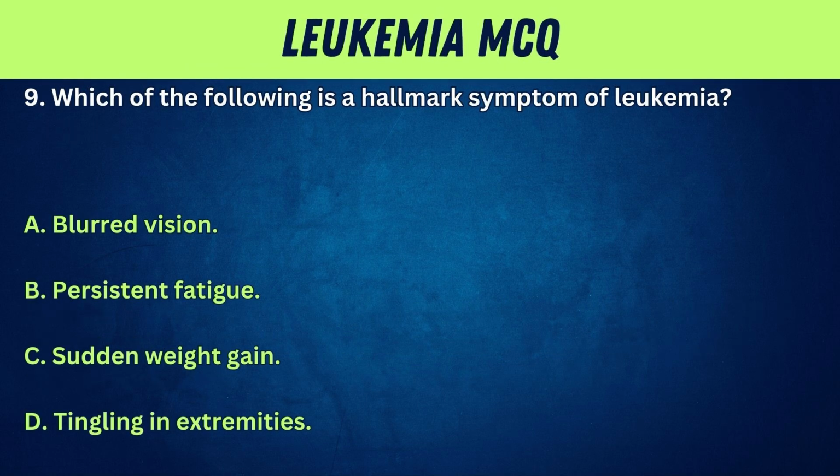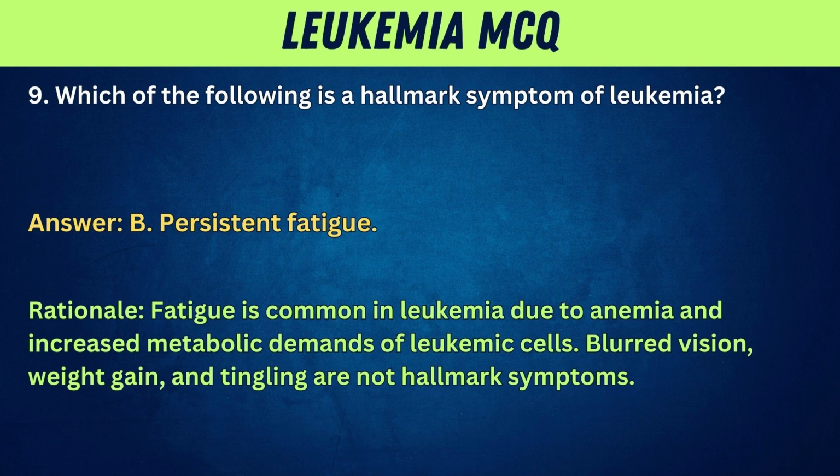9. Which of the following is a hallmark symptom of leukemia? A. Blurred vision. B. Persistent fatigue. C. Sudden weight gain. D. Tingling in extremities. Answer: B. Persistent fatigue. Rationale: Fatigue is common in leukemia due to anemia and increased metabolic demands of leukemic cells. Blurred vision, weight gain, and tingling are not hallmark symptoms.